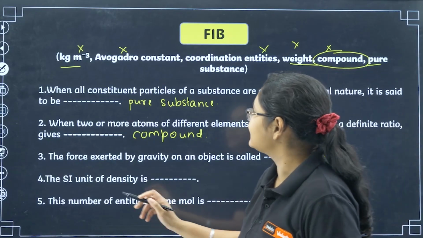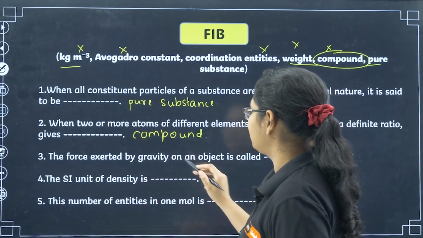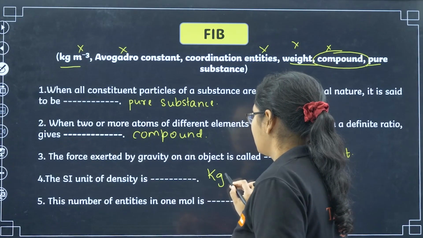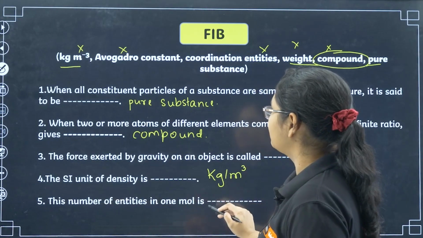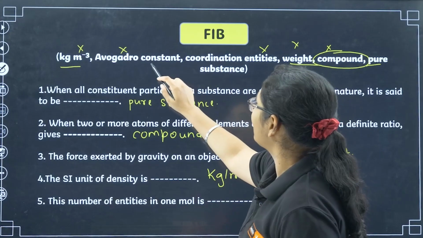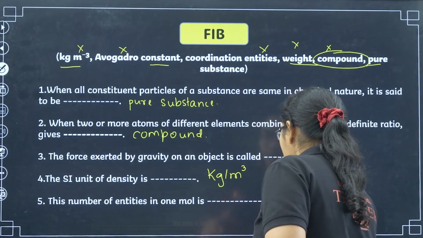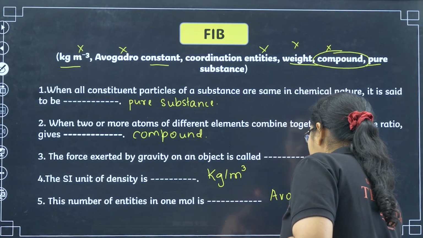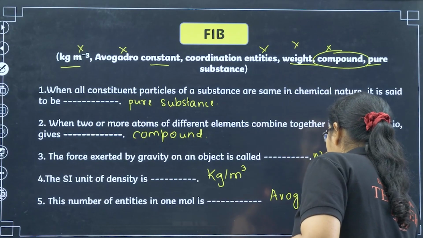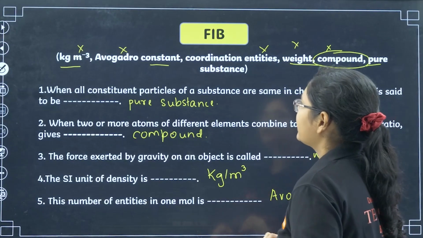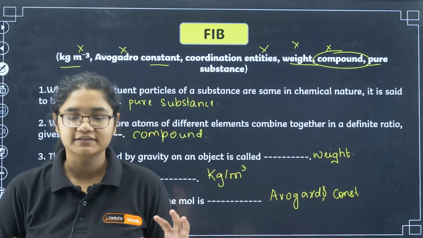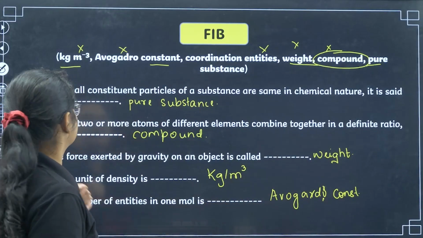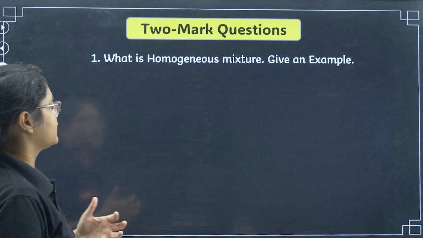Okay. Next, the SI unit of density is kg per meter cube, and then the number of entities in 1 mole is your Avogadro constant. Okay, Avogadro constant. I hope this is clear. Very simple fill in the blanks questions. Now let's move to the 2-marker questions.